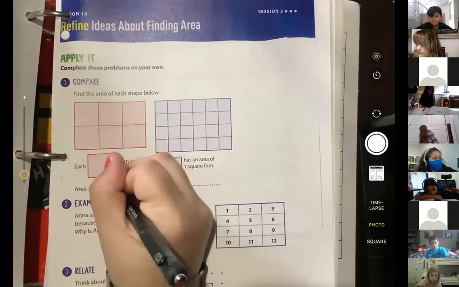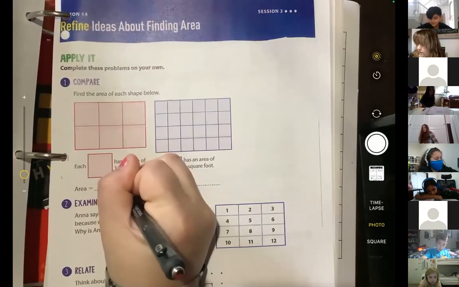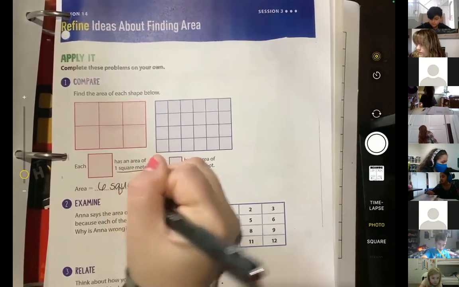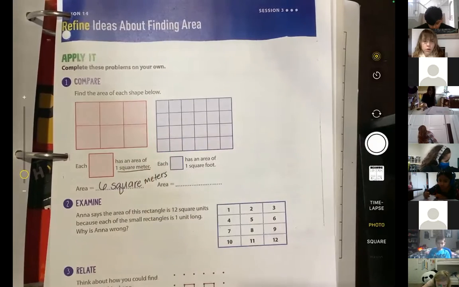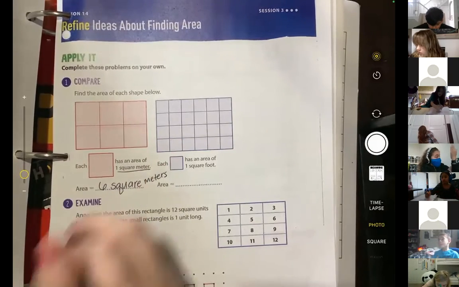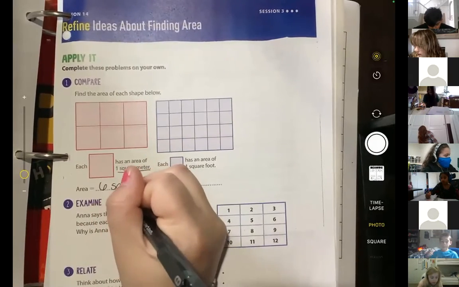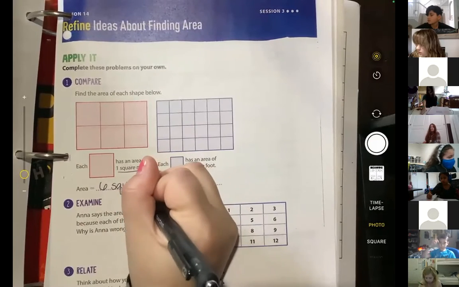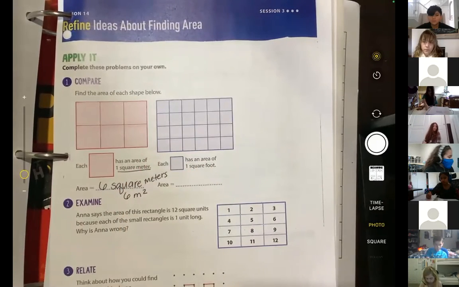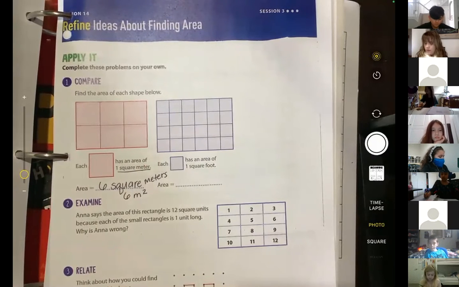6 square meters. Or, remember I did show you guys there's another way you could write it. You could write 6 meters, M is for meters, squared. Both of those are right. Good job, Ellie.